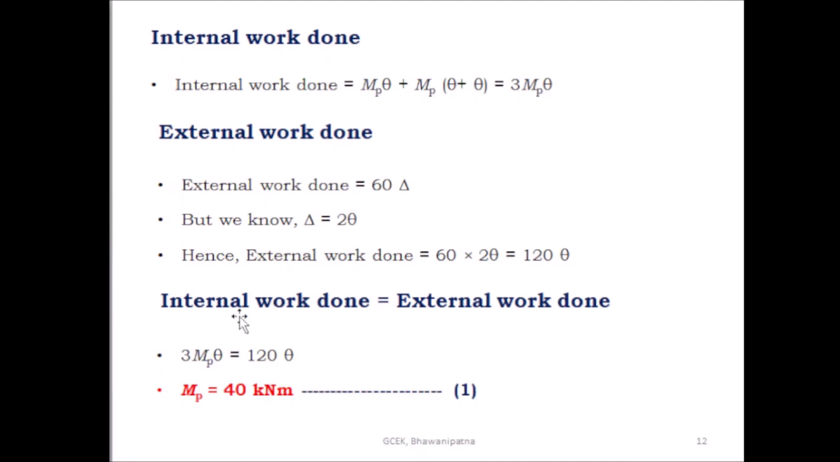Then after equating the internal work done and the external work done, you can find out what is the plastic moment. So the internal work done you got here 3 MP theta, and the external work done you got here 120 theta. Then by equating the internal work done and the external work done, 3 MP theta is equal to 120 theta. Then the MP is equal to 40 kilonewton meter. This is equation 1.